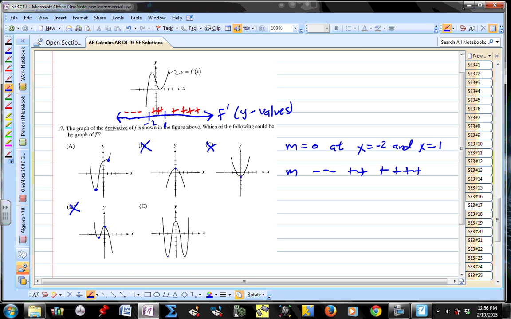And finally E, the slope of this graph is 0 at about -2, 0, and again +2. That's not it. So yes, the answer is in fact A.